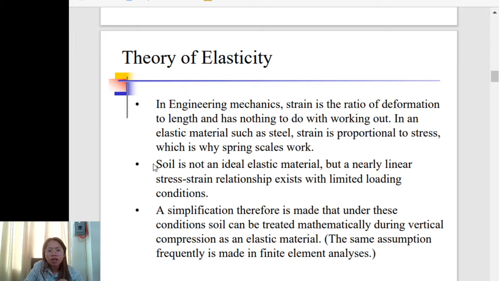So soil can be considered as an elastic material but only at certain loading conditions. So it will behave the same as other materials in the mechanics of the stress-strain relationship. But again, as indicated here, limited loading conditions.